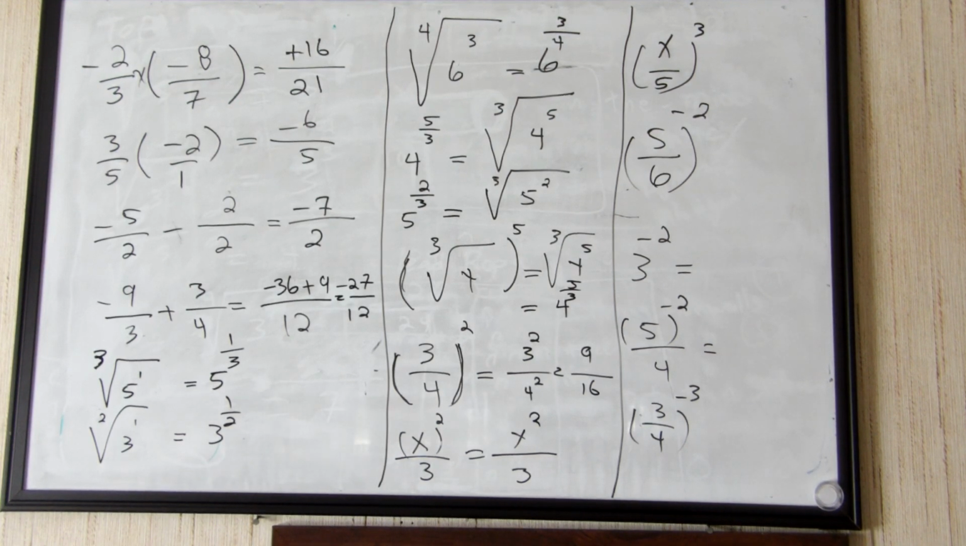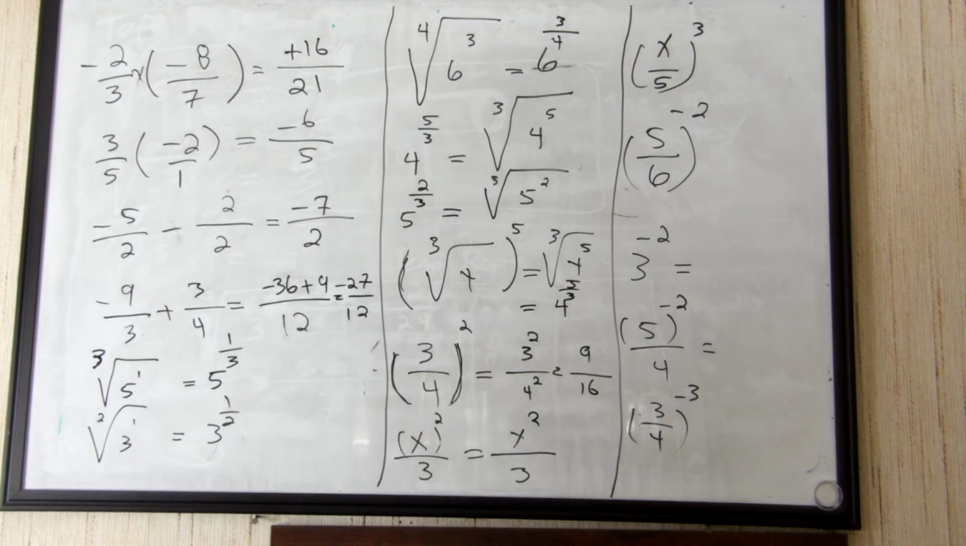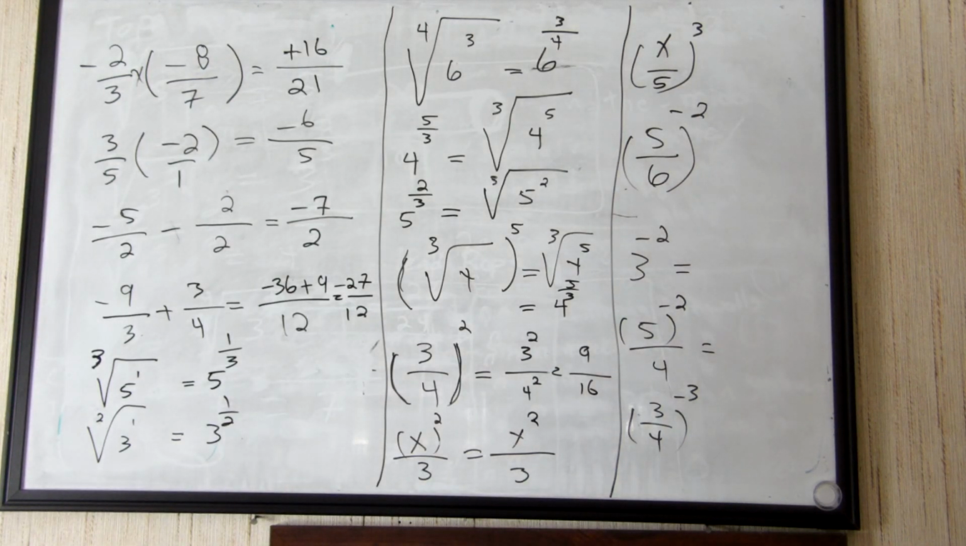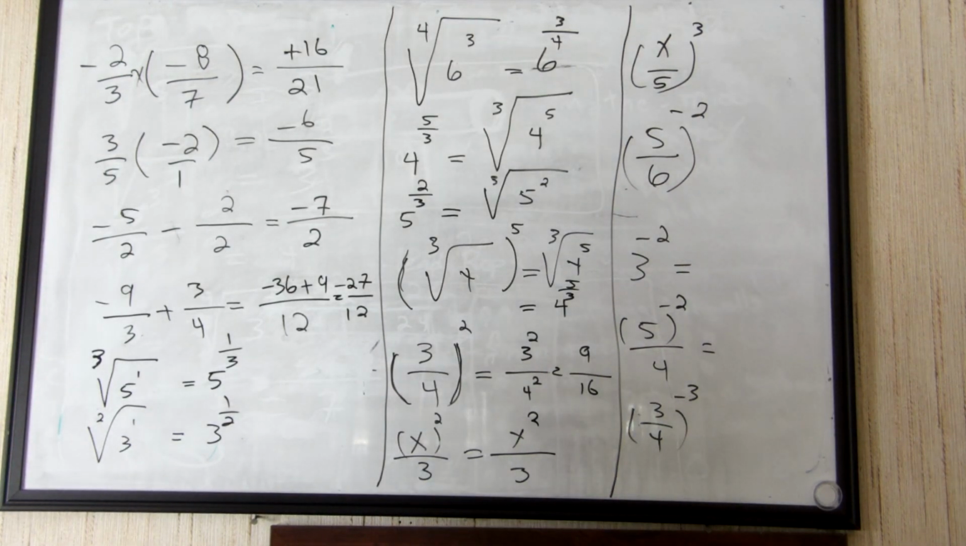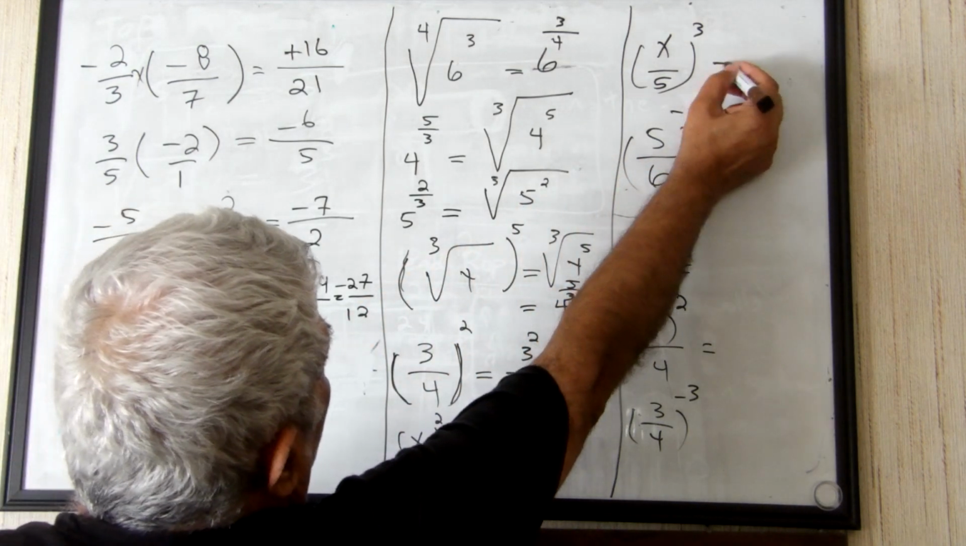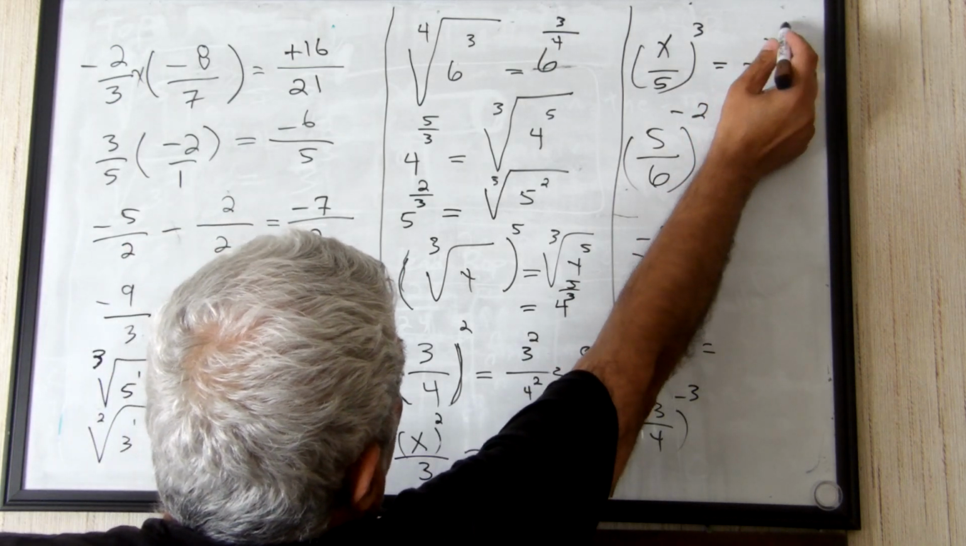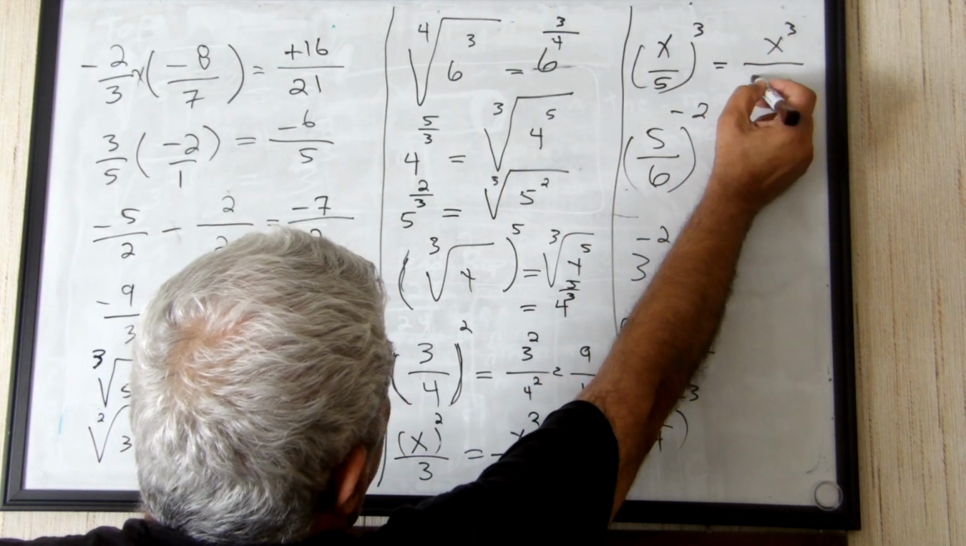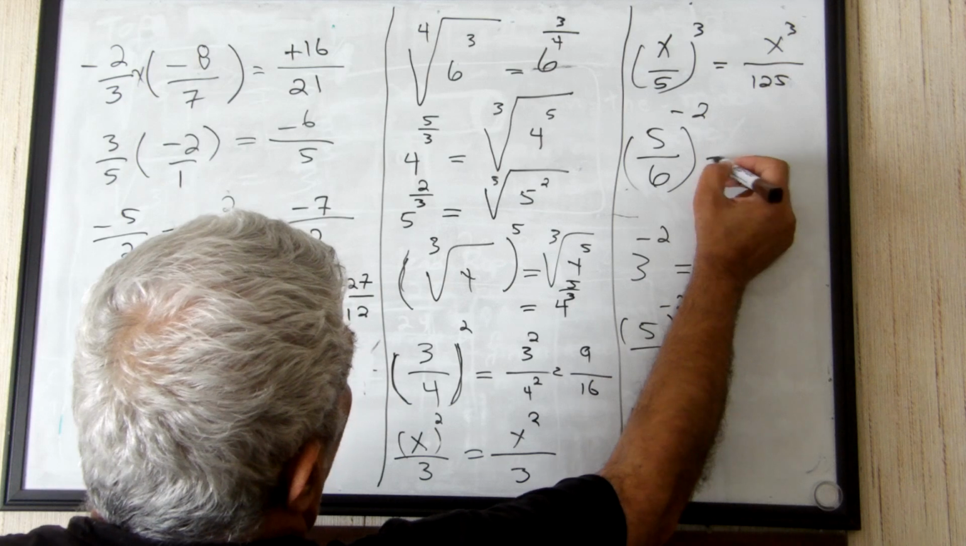So how about this one? This one, both of them. To raise x to the power of 3, 5 to the power of 3 is going to be 125. Okay, how about this one?